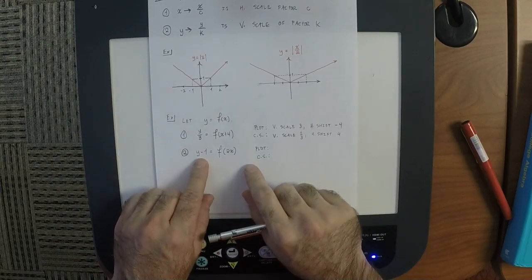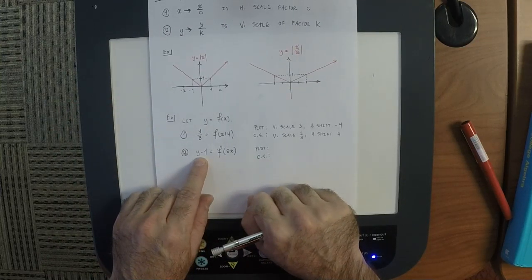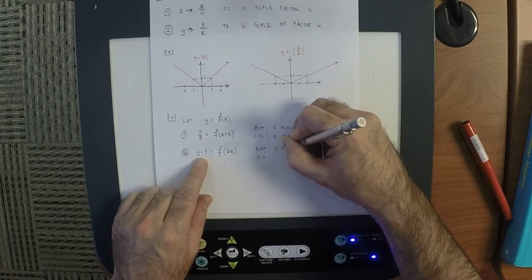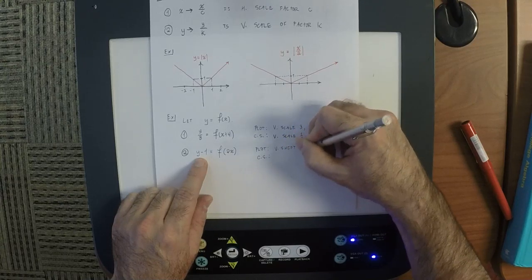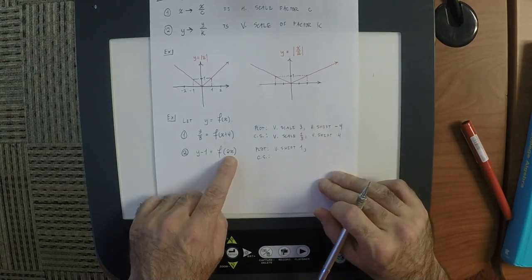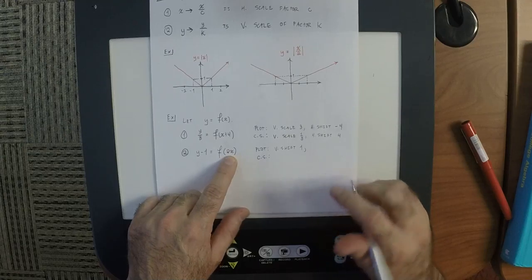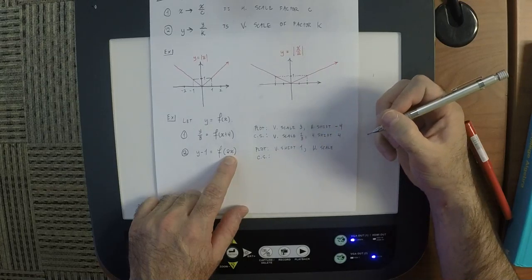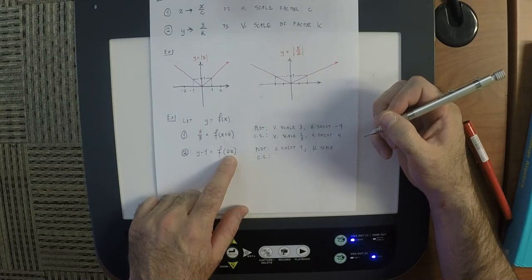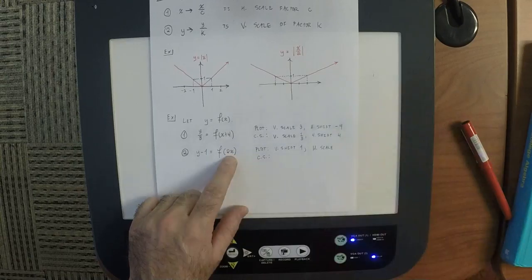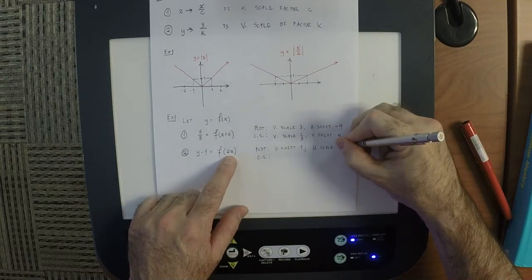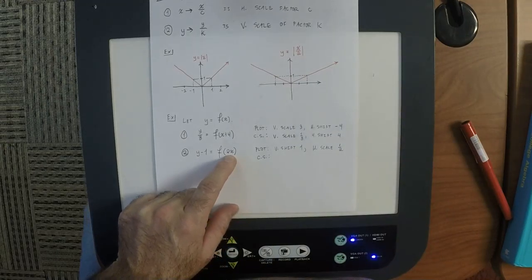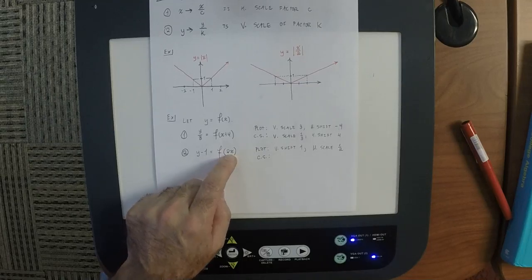Okay, so what is this part telling us? Okay, good. Vertical shift 1. And what is this telling us? Horizontal scale of how much? Of what? 1/2. Horizontal scale of 1/2. Why 1/2?